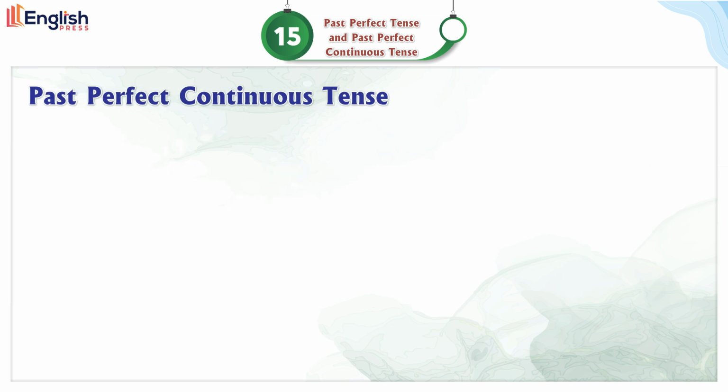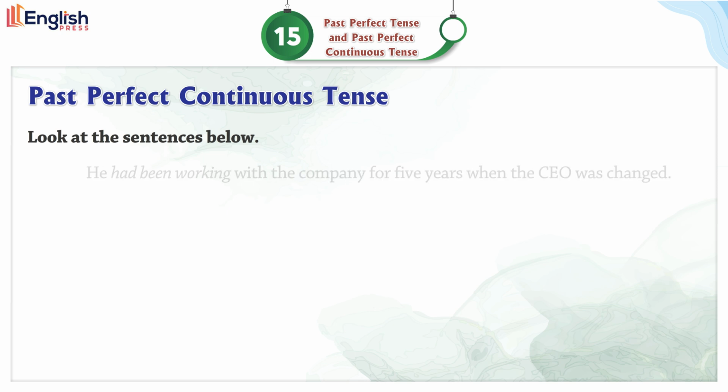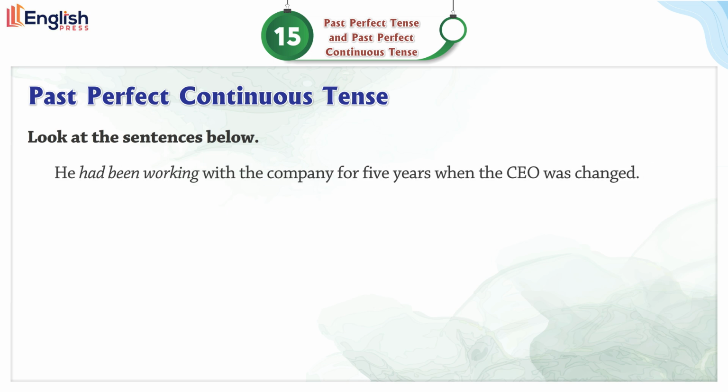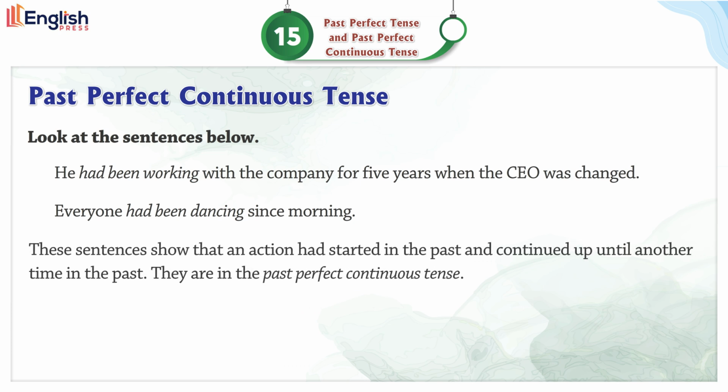Past perfect continuous tense. Look at the sentences below. He had been working with the company for 5 years when the CEO was changed. Everyone had been dancing since morning. These sentences show that an action had started in the past and continued up until another time in the past. They are in the past perfect continuous tense.